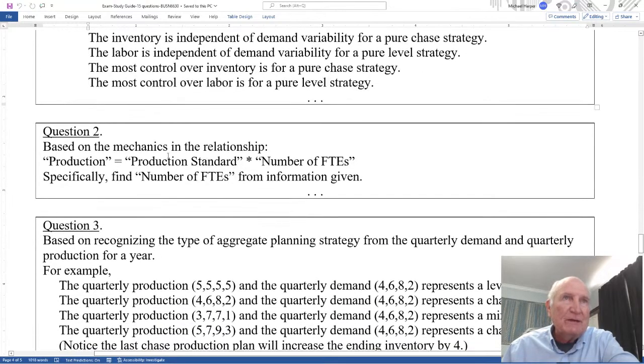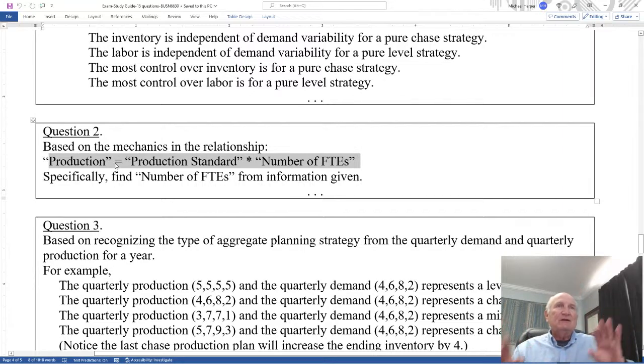Question 2 is based on the mechanics in the relationship. The production equals production standard times the number of FTEs. Specifically, find the number of FTEs from the information given. So there's 3 things here. I give you the first 2 and ask for the third.